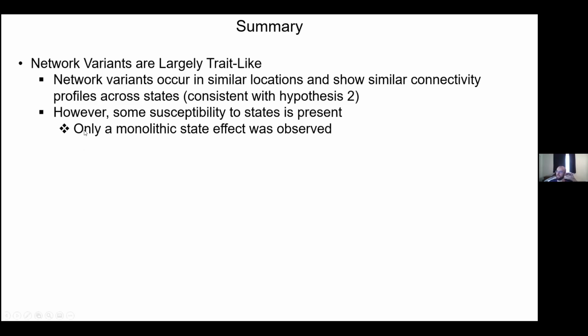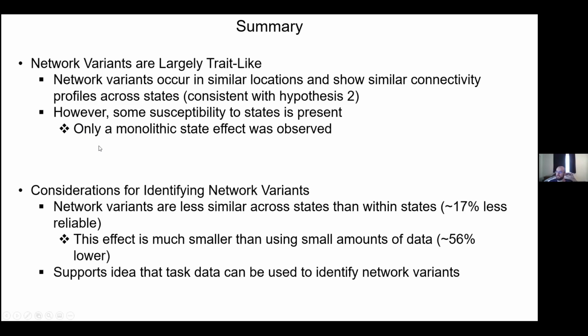And we only saw evidence here for a monolithic state effect, like a pan task effect, but we didn't really see any effects for specific tasks. Some considerations for identifying network variance: they tend to be less similar across states than within states. So they're about 17% less reliable. That was the chart I showed, where the green within state comparison was slightly larger than the blue between state comparison, I'm sorry.